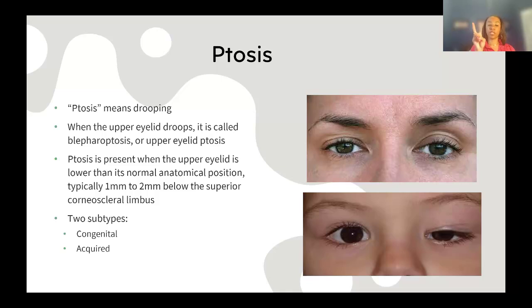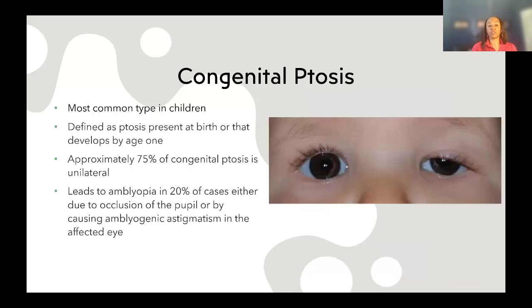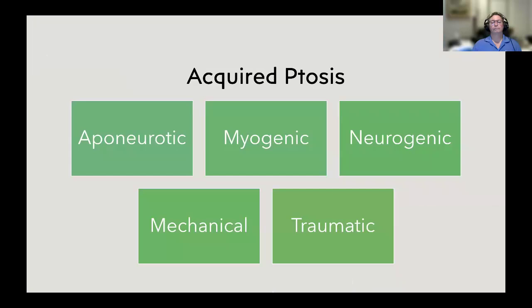And there are two different types of ptosis: congenital and acquired. Congenital ptosis, just like it sounds, is most common in children. It's typically there at birth or develops within the first year of life. Approximately 75% of congenital ptosis is unilateral. There are cases when ptosis can cause amblyopia, either from the lid itself occluding the pupil or from that lid causing amblyogenic astigmatism. But acquired ptosis is what we need to be concerned about. This patient has congenital ptosis. She does not have acquired ptosis.